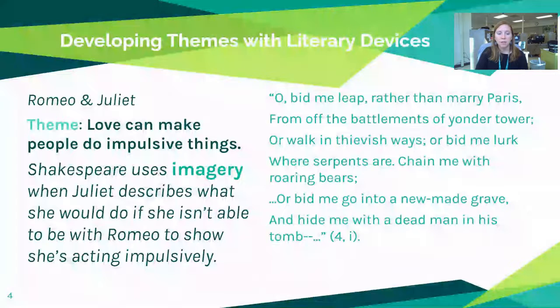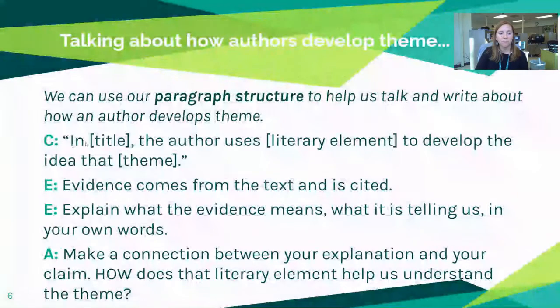So in our Romeo and Juliet example, it would look like this. In Romeo and Juliet, Shakespeare uses imagery to show that love can make people do impulsive things. Right? So in Romeo and Juliet, the author, Shakespeare, uses imagery to develop the idea that love can make people do impulsive things. So we can fill in the blanks here, and that's our claim. Our evidence would come from the text and be cited. So that's what I did there. I wrote our Act 4, Scene 1 citation at the bottom, and that evidence is right from the play.